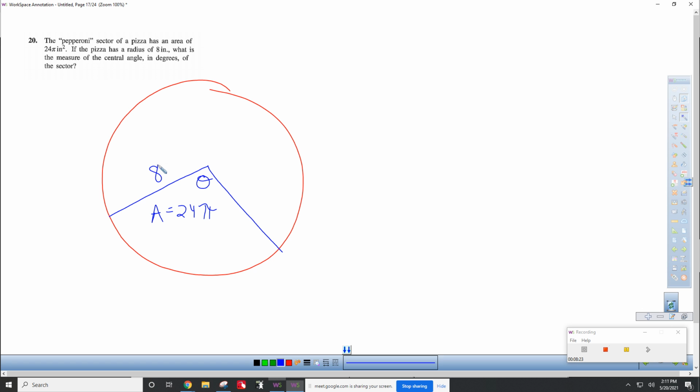How do I want to show you this? What's the area of a circle with a radius 8? Well, that's pi times 8 squared. 8 times 8 is 64. So here's really what they want to know: 24 pi is what fraction of 64 pi?